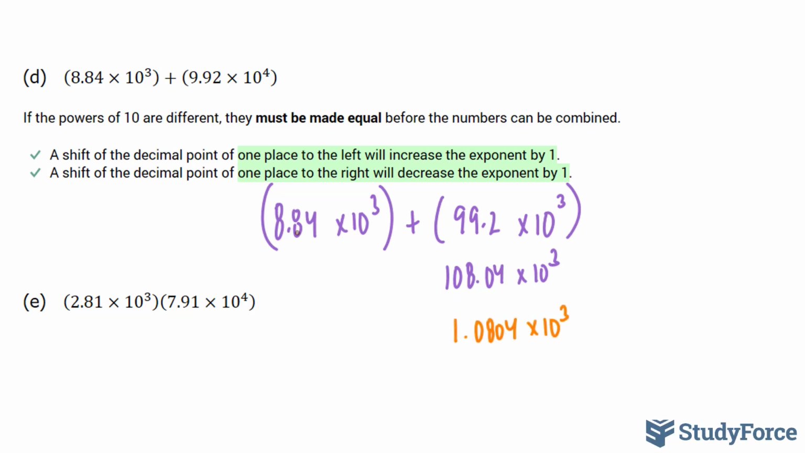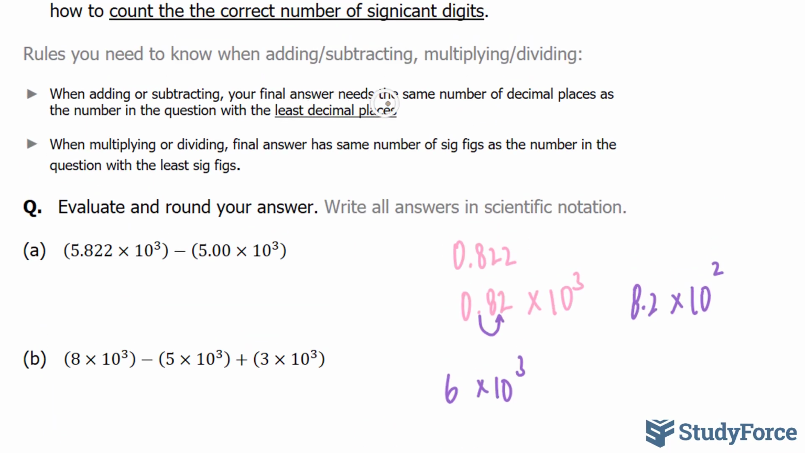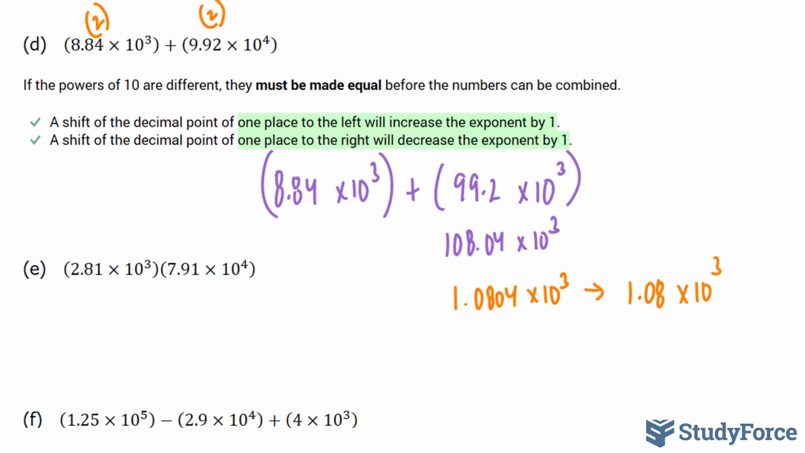Now we have to keep in mind the significant digits. Notice that when we are adding, if you recall this rule right here, your final answer needs the same number of decimal places as the number with the least. Now both of these have 2 decimal places. So our final answer should also have 2. In our case, we would end up with 1.08 times 10 to the power of 3.